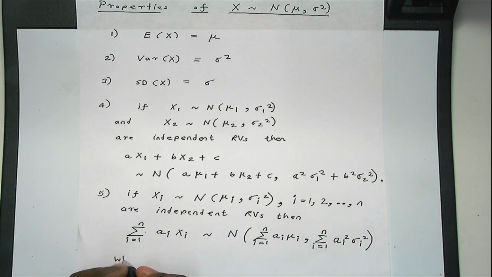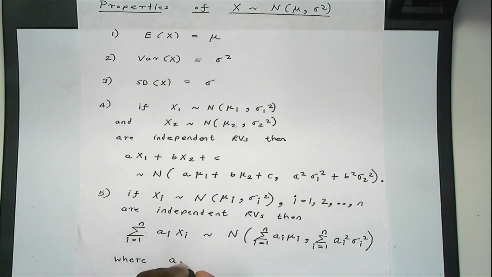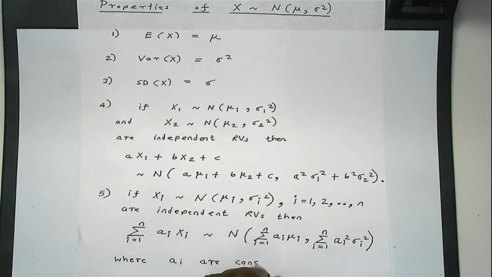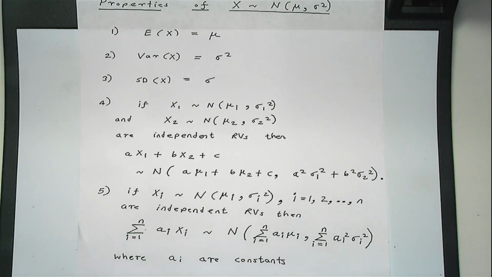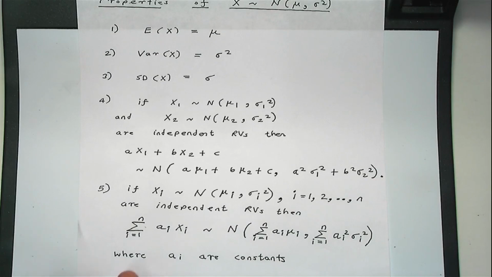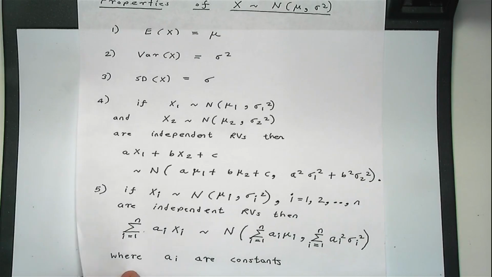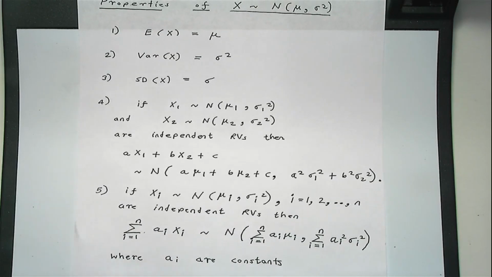Where, as I said, the ai are constants. Okay, so this is property 5. By the way, you don't need to know the proof of any of these properties. But you will need to know how to apply them. Okay.